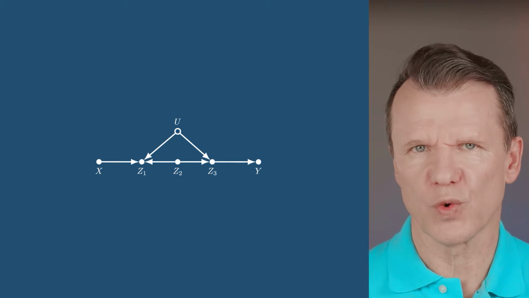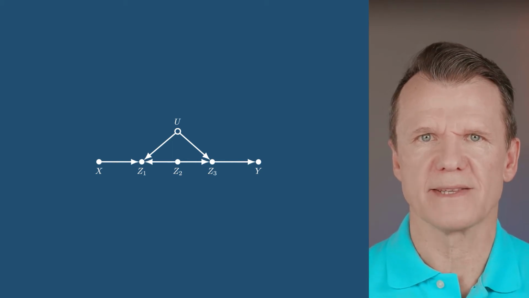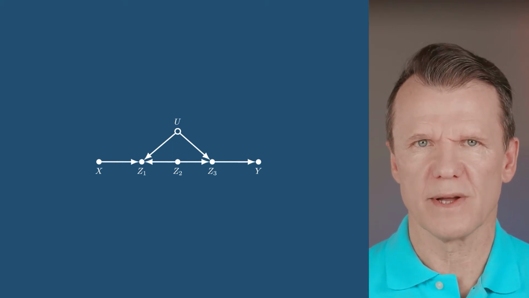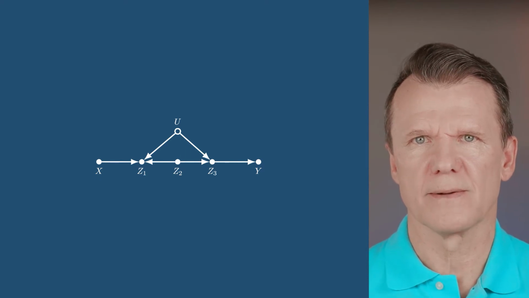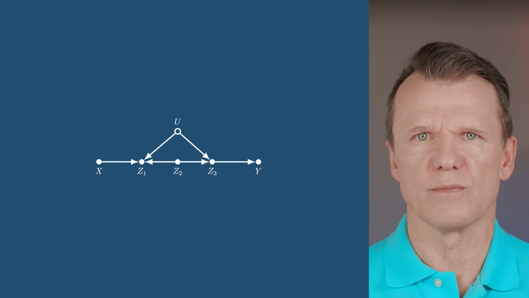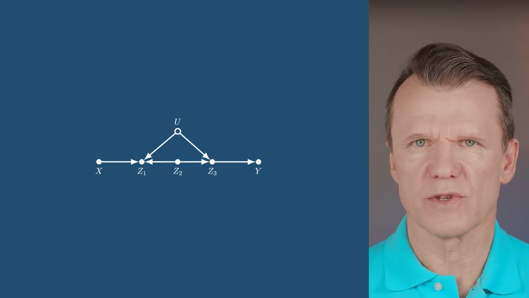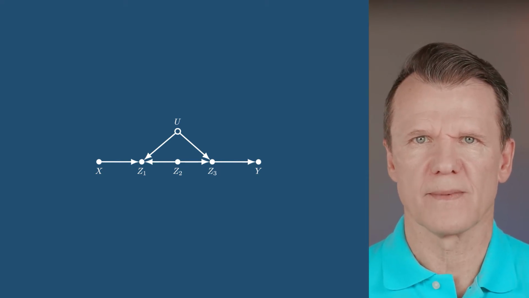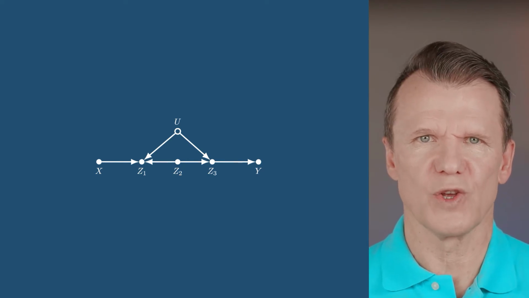Here's an important rule. Examine every path separately. Path 1 has a collider, it's blocked. Path 2 has two colliders, Z1 and Z3, so it's blocked too. It can't produce covariation between x and y, even if we can't control u.